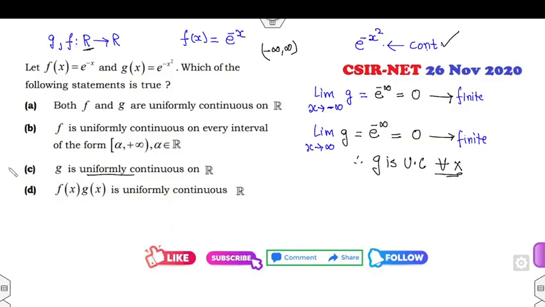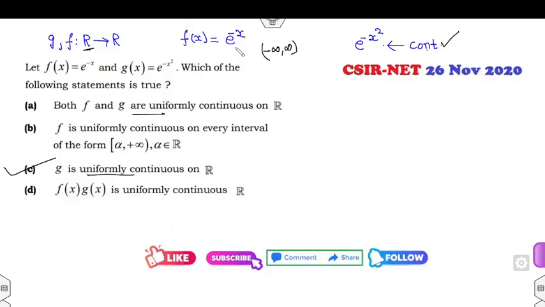So g is uniform continuous for all x. f is uniform continuous. Now we can look at f. Again, e raised to the power minus x is a continuous function. Firstly, we will see the limit as x approaches minus infinity of f, and the limit as x approaches plus infinity of f. If they are finite, then we can say it's uniform continuous. If they are not finite, then we can't say anything.